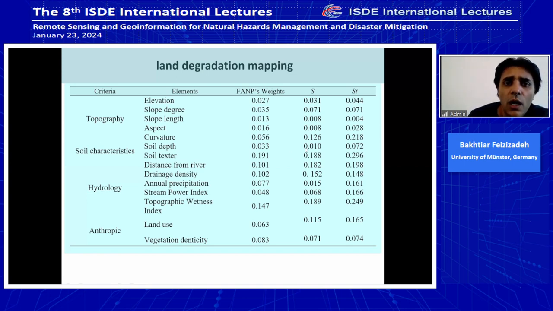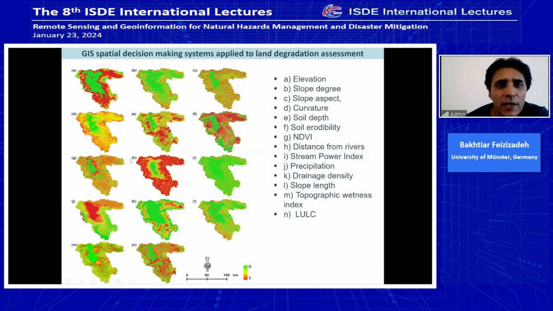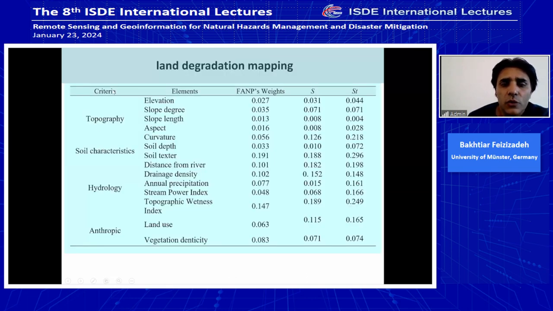So since we wanted to monitor the land degradation in this area, we employed the respective criteria impacting land degradation. And then you could see here that we could develop topography, soil characteristics, hydrology characteristics, and also anthropic characteristics and their respective sub-criteria like elevation, slope, aspect, curvature, soil depth. I'm not going to read all of them, but you can see here the major criteria and sub-criteria.